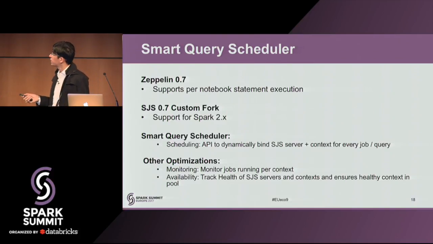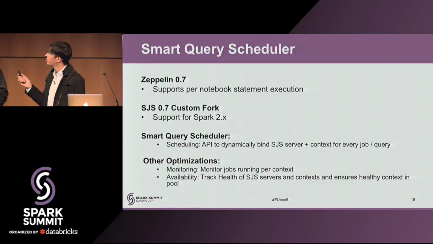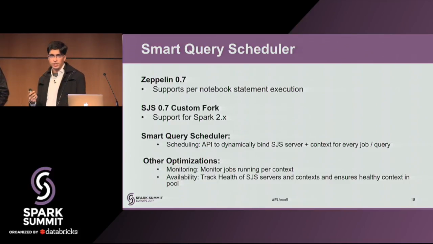So here are some further details on the configuration. By the time we built this, it was December 2016. Zeppelin 0.7 had come up, so it would support executing a statement on every notebook, while previously it was only per interpreter. We also built our own custom fork for job server 0.7. At that time, 2.x was still not fully supported, but we built our custom fork and added support for 2.x, which has a lot of improvements on data frames, right? And for the smart query scheduler, we'll go into more details of what features were supported by this. And there were other optimizations like monitoring and availability, right? It will monitor how many jobs are running per context and which contexts or which job servers are available.